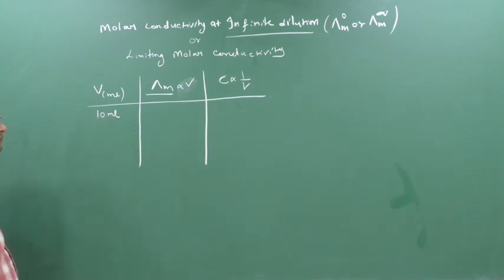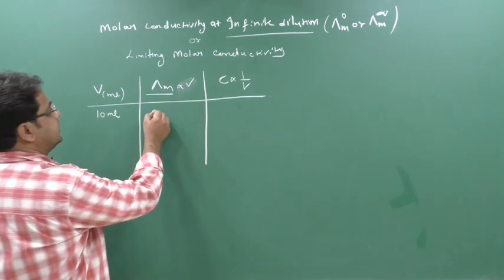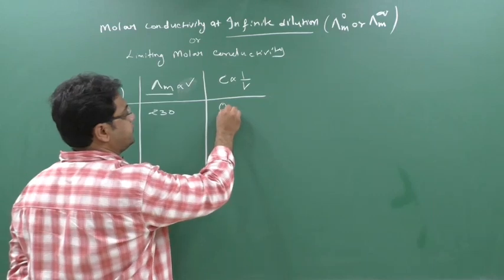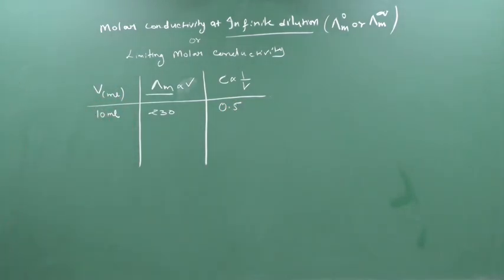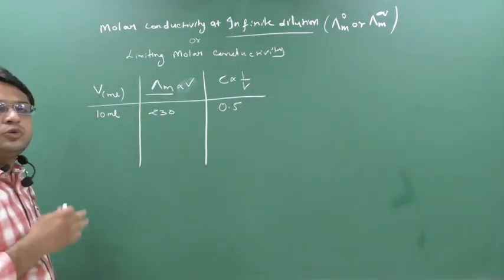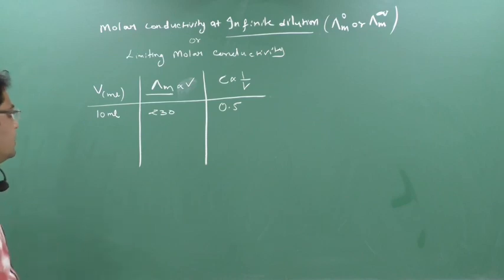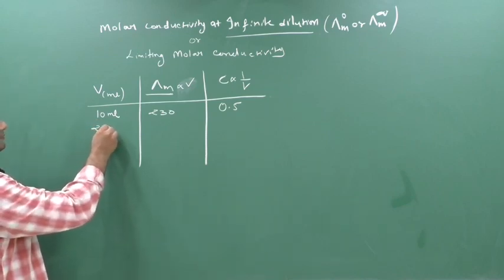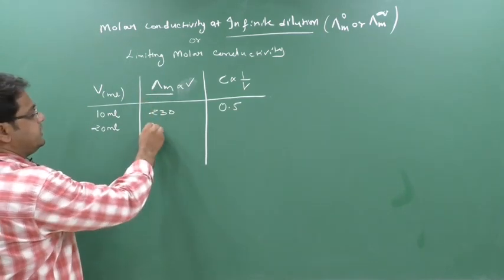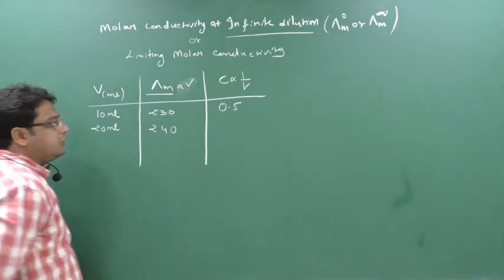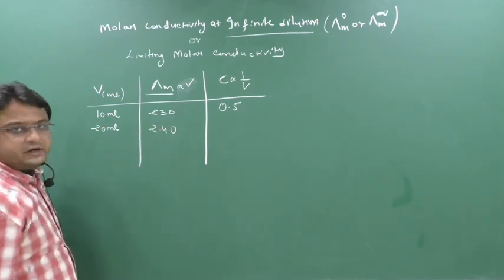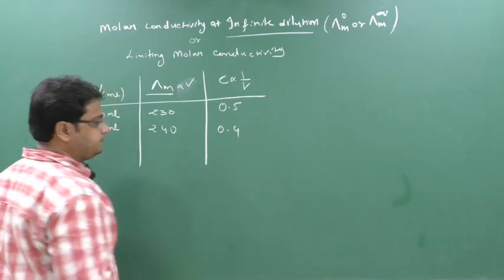The experiment shows that when there was 10 ml of electrolyte, suppose the lambda m value I got was 230, and at that time the concentration was 0.5. Now at infinite dilution I have to go on adding water or solution. If I go from 10 ml to 20 ml, I have increased my volume, so lambda m will also increase, nearly 240. But concentration is inversely proportional to volume, so as the volume increases, concentration will decrease, say to 0.4.